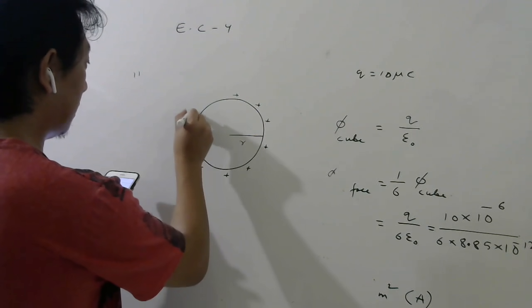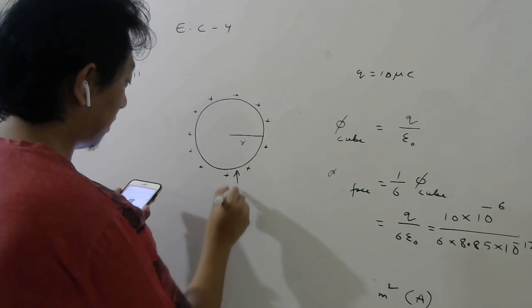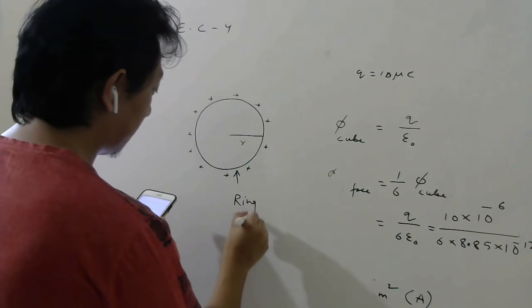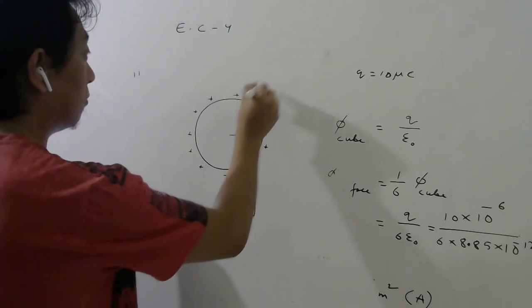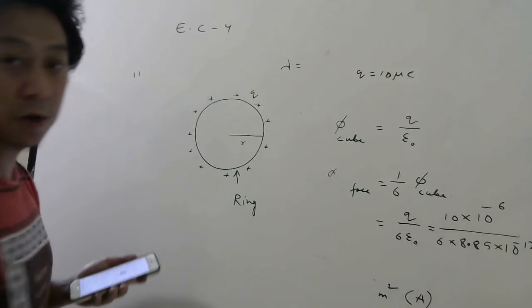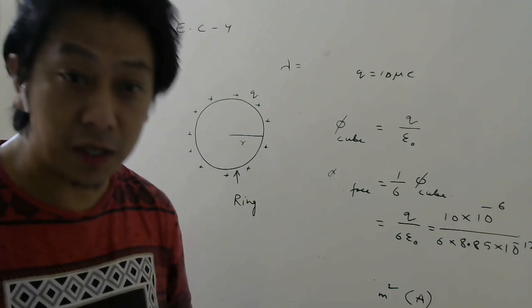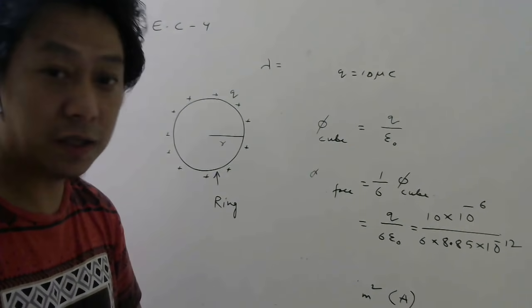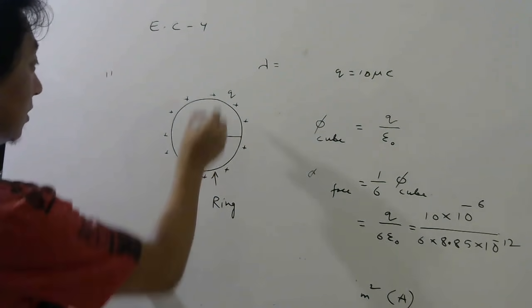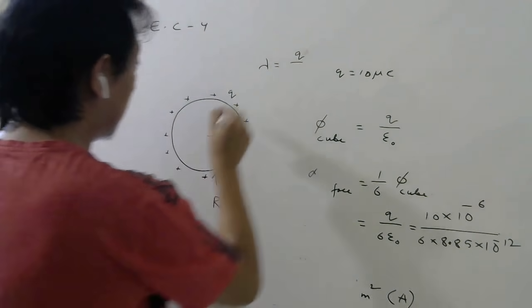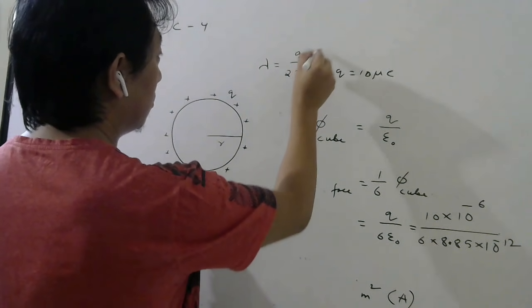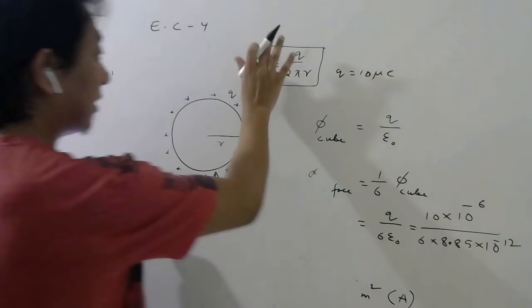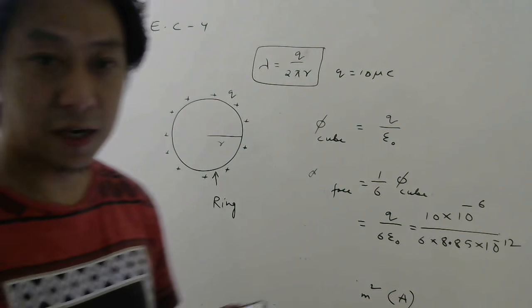Okay, this is a ring, not a sphere. Let me mention here, it is a ring in the question. Now the charge is q, total charge is q. So what will be lambda? What was the meaning of lambda? Charge per unit length. So if you take the total charge in the question, it is q, and the total length of this ring will be 2 pi r. This you know, right? Let us keep this here. Maybe we may need it later on.